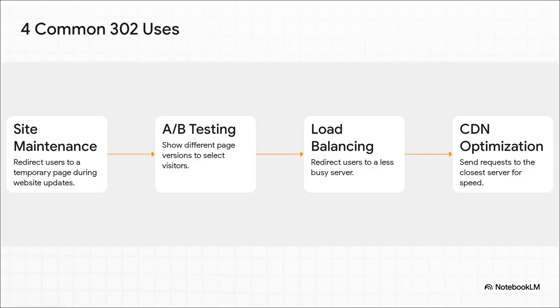Yeah, in the real world, the 302 is a web developer's best friend. Say a site is down for maintenance. They can use a 302 to send everyone to a friendly "we'll be back soon" page. Or maybe they're trying out a new homepage design. They can A/B test it by sending, say, half their visitors to the new version. It's also used for load balancing. If one server gets overwhelmed with traffic, a 302 can route new visitors to a different server. And it even helps content delivery networks, or CDNs, send you to the server that's physically closest to you, which makes pages load way faster.